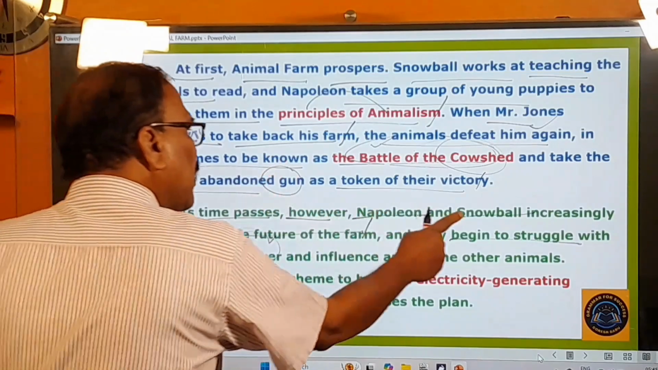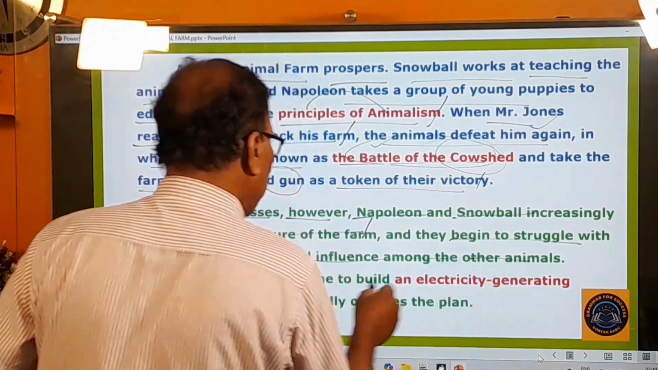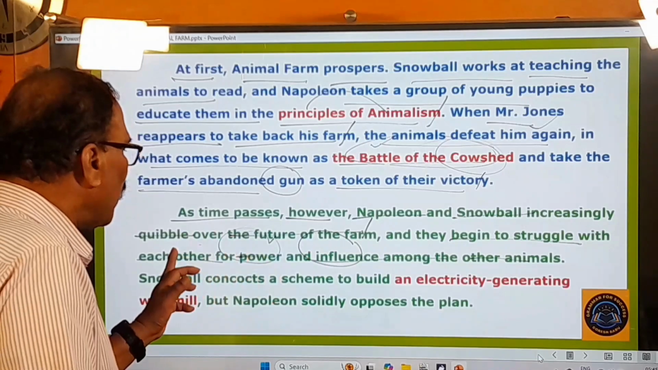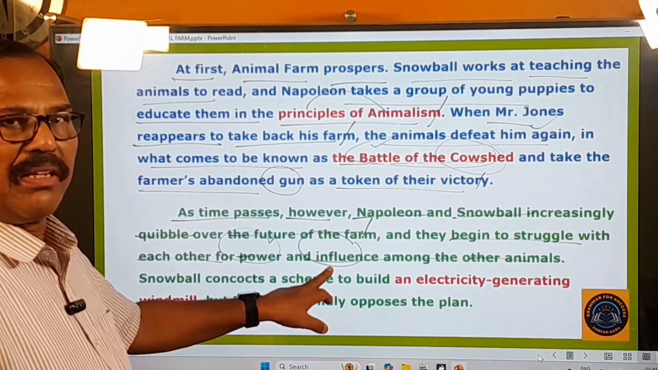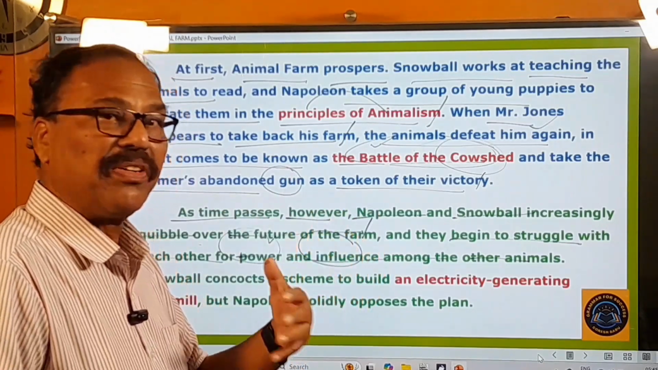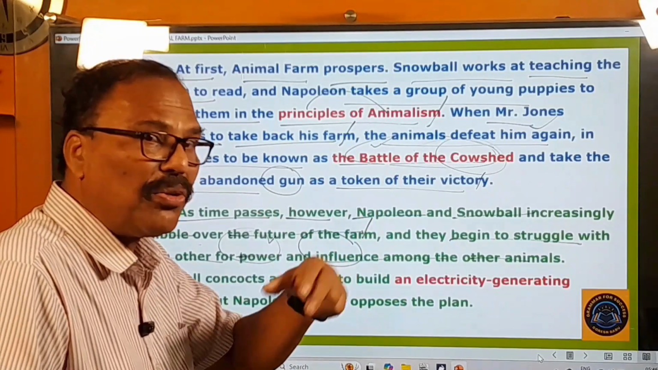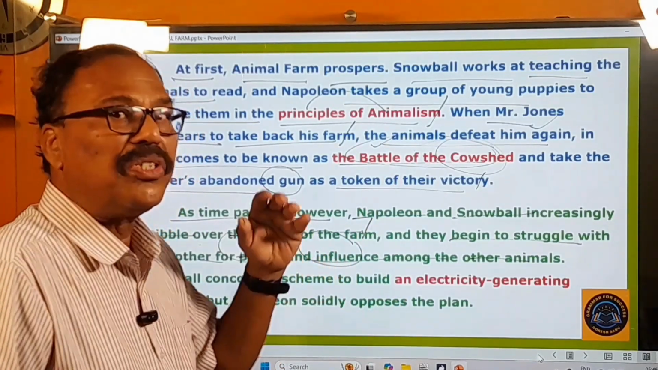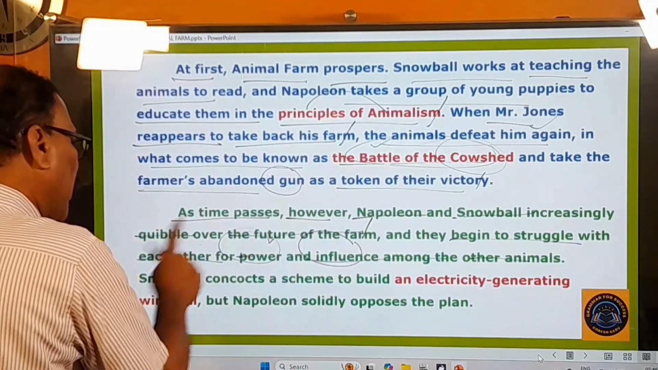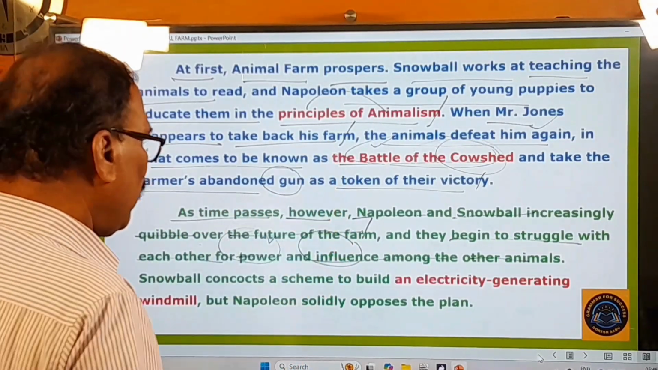So they started struggling with each other for power and influence among the other animals. They also started struggling for influence. So that means they started struggling with each other both for power and influence. Yes, dear DSC candidates, you know very well, power is very important nowadays for the people. If you have power, you can do anything. If you have influence, you can do everything. So this point, the writer wants to drive to you. So for this power and influence, these two pigs started struggling with each other among other animals.